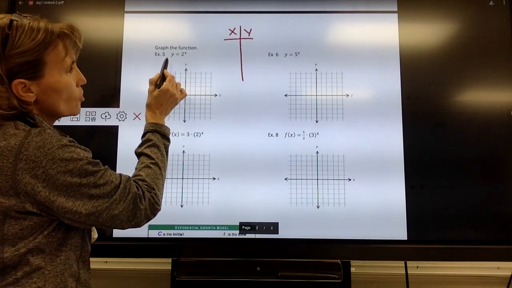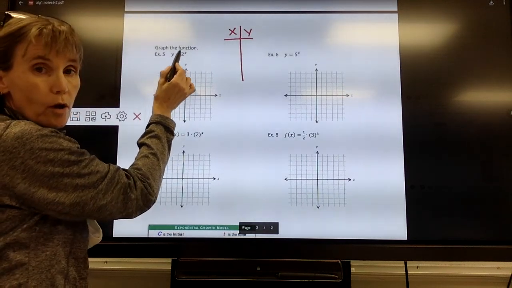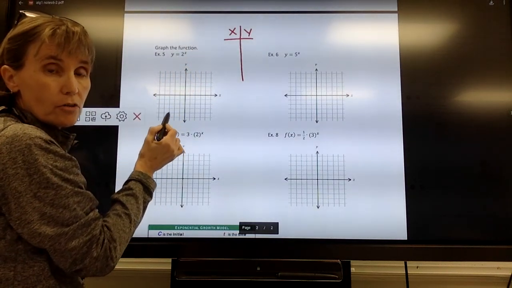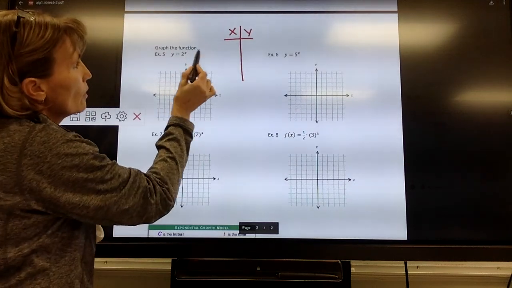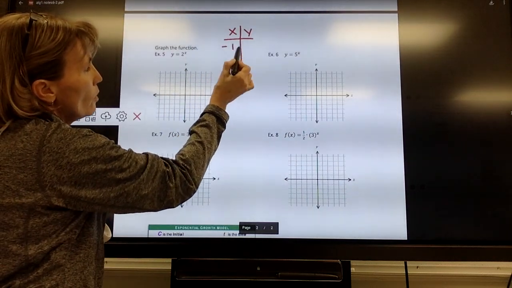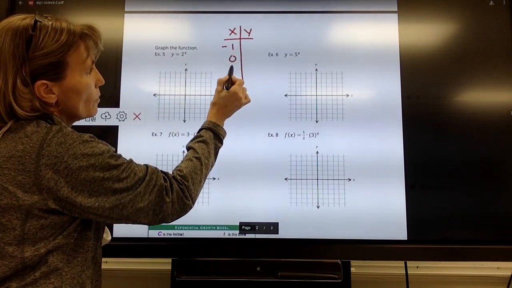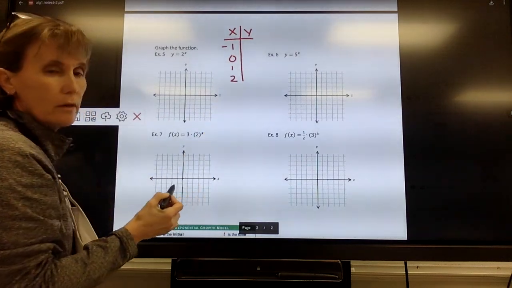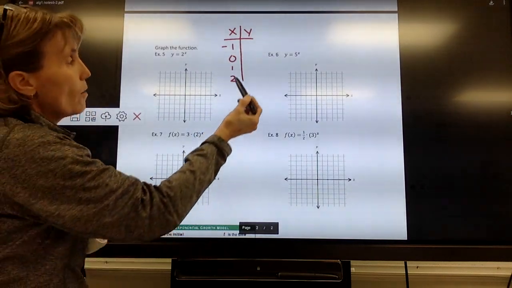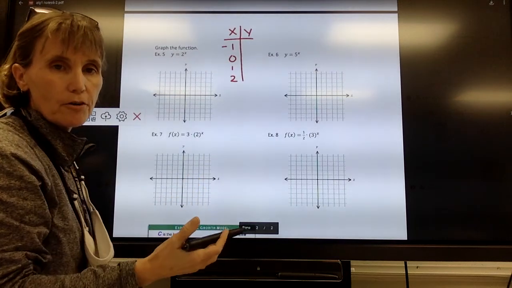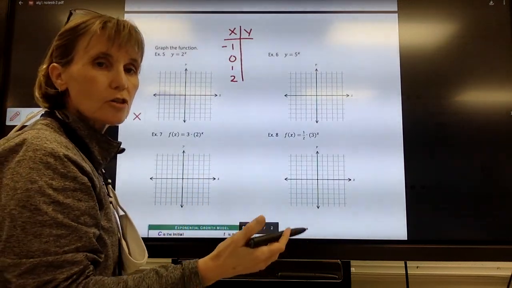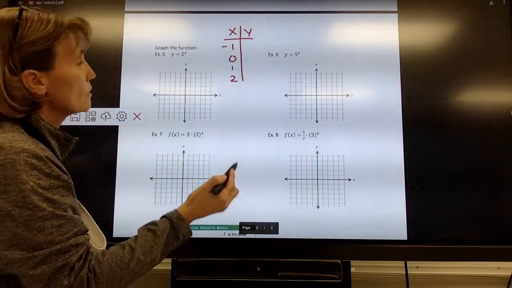It says graph the function y equals 2 raised to the x power. So your x value is your exponent. I'm going to put in a -1, I'm going to put in a 0, I'm going to put a +1, and I'll put a 2 in. Okay, again, how many of these you put in can vary. I would say put in at least 3 values, put in some negatives, put in some positives.